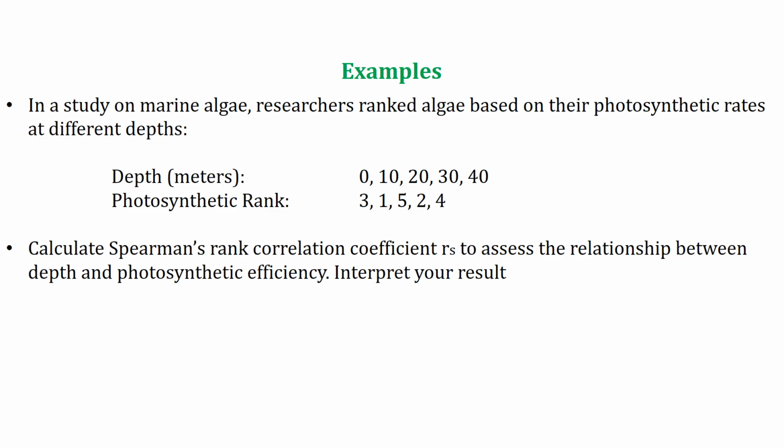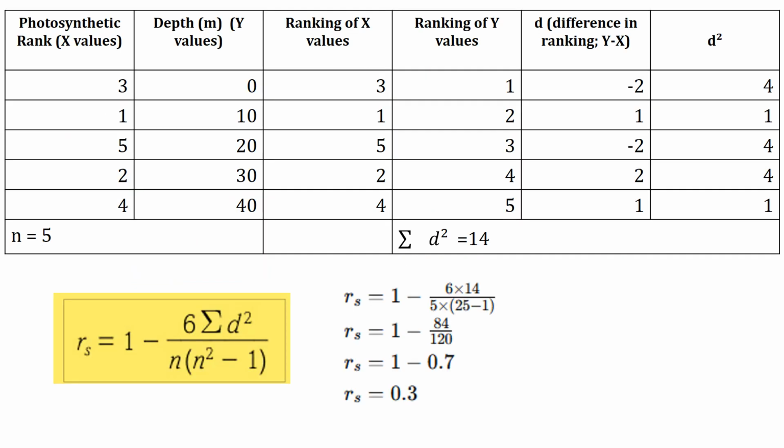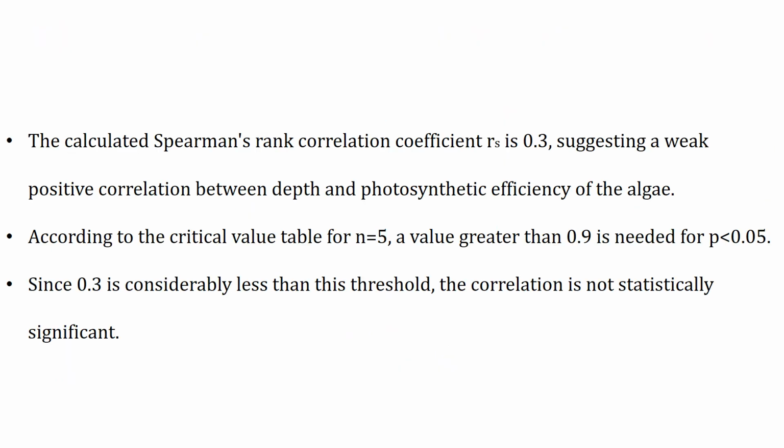Let's try an example. Marine algae were ranked by photosynthesis rate at different depths. Can we find a correlation between depth and photosynthetic efficiency? We calculate the rank differences, square them, sum them, and apply the formula to get RS. In this case, RS is equal to 0.3. This shows a weak positive correlation, and since it's below the critical value, the result is not statistically significant.